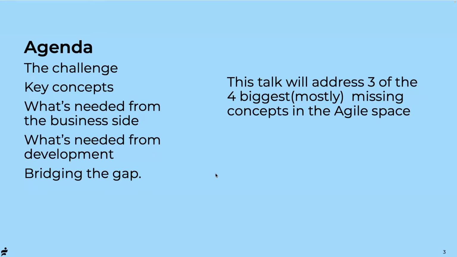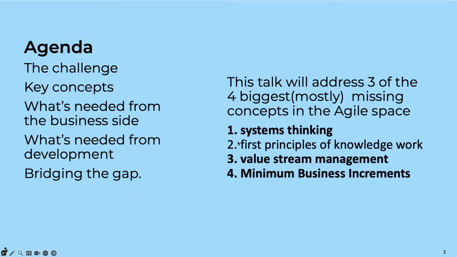Theory of Constraints has quite a lot of this. So does TameFlow by Steve Tendon. There are others, like Peter Merrill's Xscale. But the main ones are missing, and there are some other people who have them in, but it's isolated. These are basically systems thinking, first principles of knowledge work, which we've talked about before, value stream management, and minimum business increments. The bolded ones I'll be touching on, not going into great depth, but they're very important and they're missing.